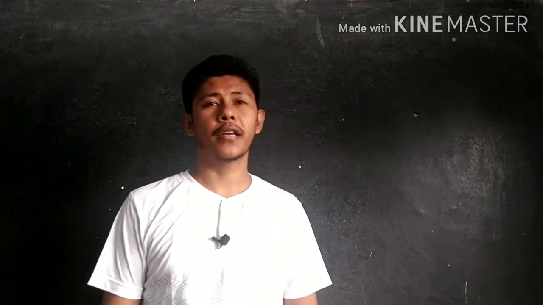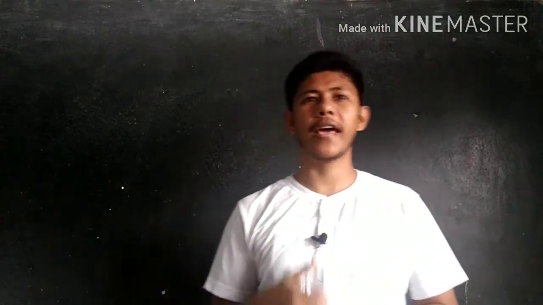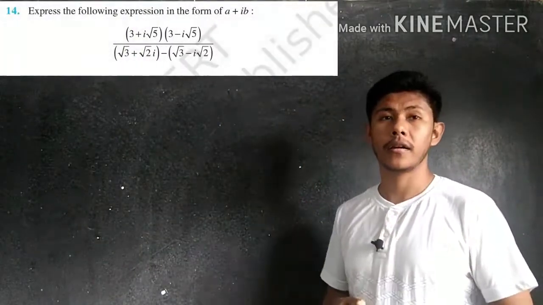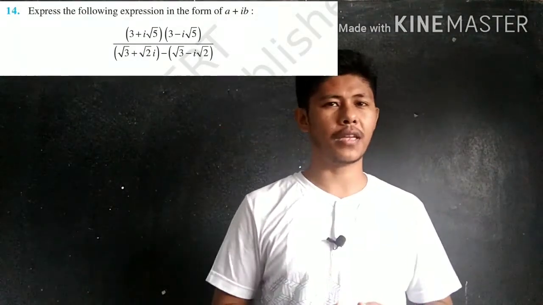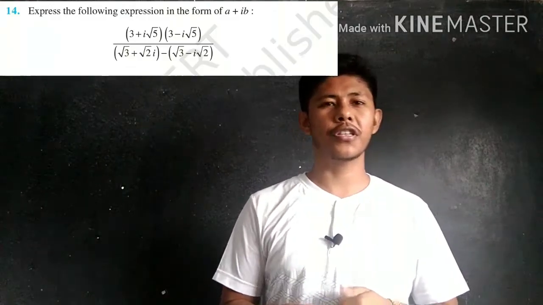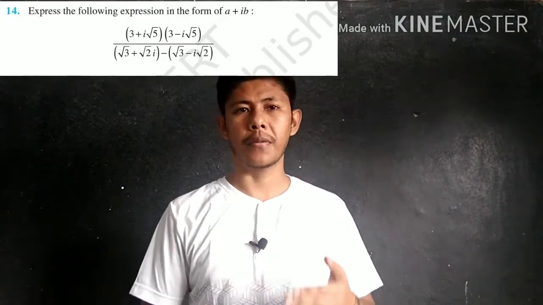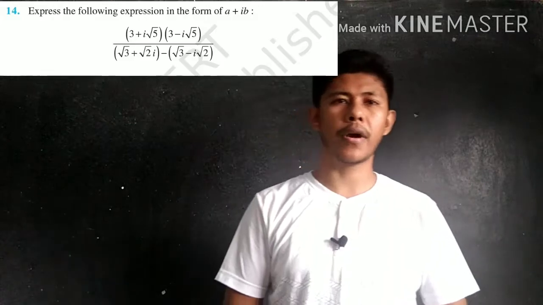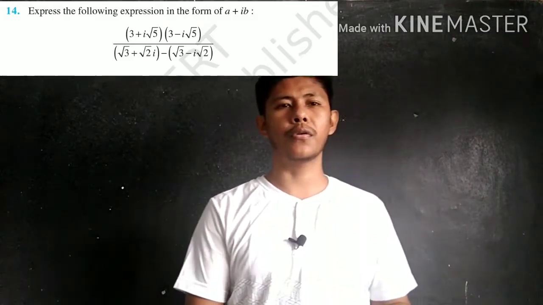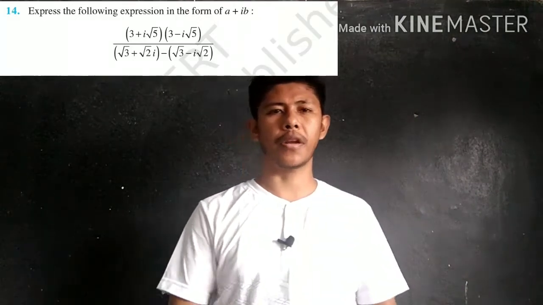Now, after completing question number 13, the next question is very important from the examination point of view. The question is: express the following expression in the form a plus ib. Here we have to find a plus ib. Is it clear? The question given is 3 plus i root 5 into 3 minus i root 5, divided by root 3 plus root 2i into minus root 2 minus i root 2. Root 2i or i root 2 means the same thing.